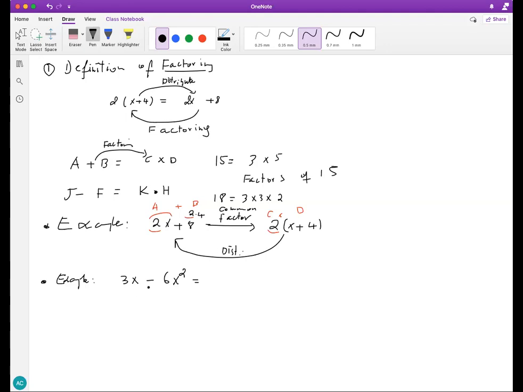What is common between these 2 terms? The 3. That's right. We have 3 here, and we also have 3 here because 6 is 3 times 2. Okay, that's good, so 3 is common. Anything else common between the 2?